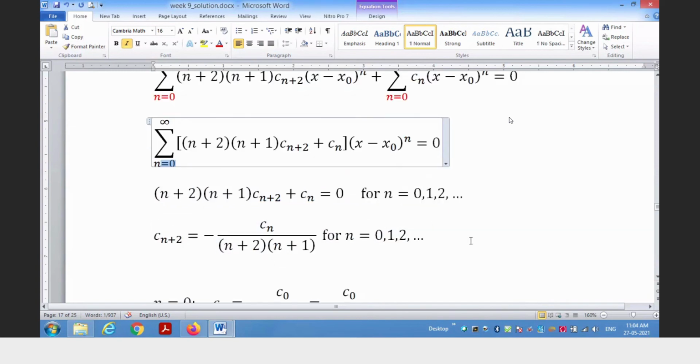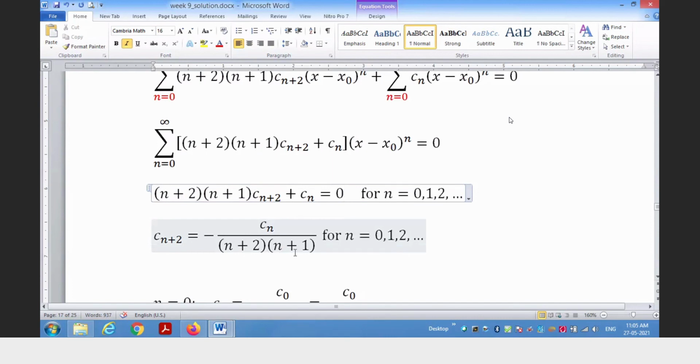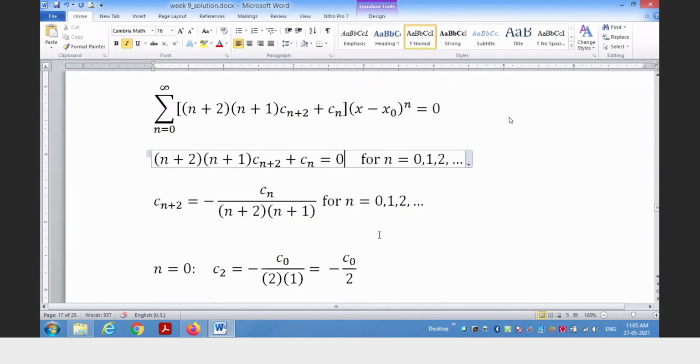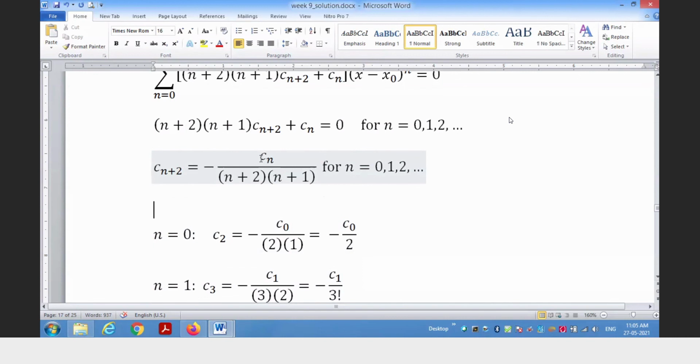This is the next step. We want to establish the relationship between c(n plus 2) and cn. So c(n plus 2) is equal to minus cn over (n plus 2) times (n plus 1) for n equal to 0, 1, 2, and so on. So you replace n with 0, you get c2 equal to minus c naught over 2 times 1, which equals minus c naught over 2.